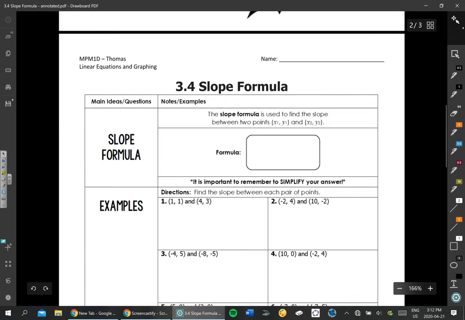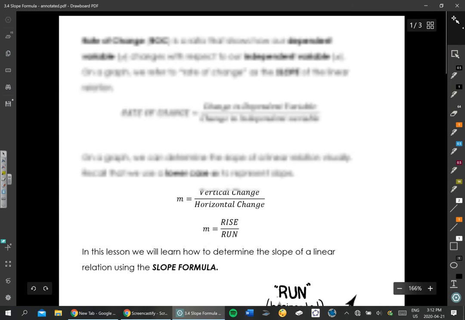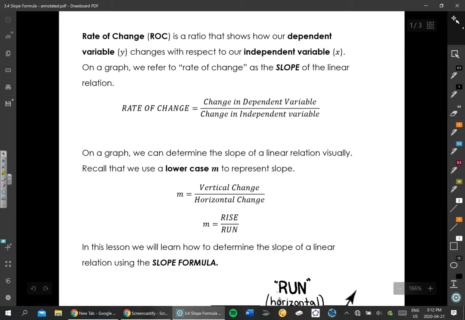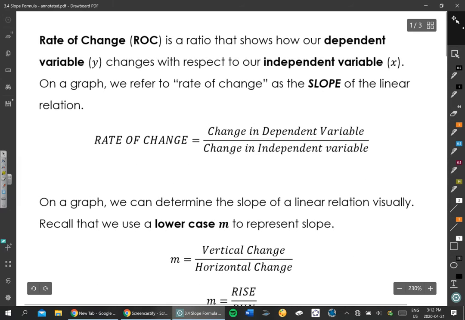Okay, so I'm going to do that. So last lesson, we learned that rate of change is a ratio, right? What is a ratio? Ratio is a comparison of two quantities, okay? So it's a ratio that shows how our dependent variable, which is usually y, changes with respect to our independent variable, which is x, okay?